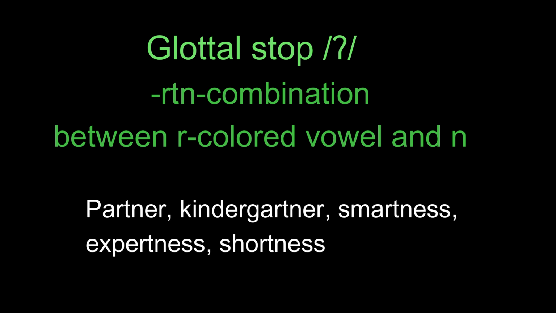The glottal stop can also occur when T comes between an R-colored vowel and N. For example, partner, kindergartner, smartness, expertness, shortness.